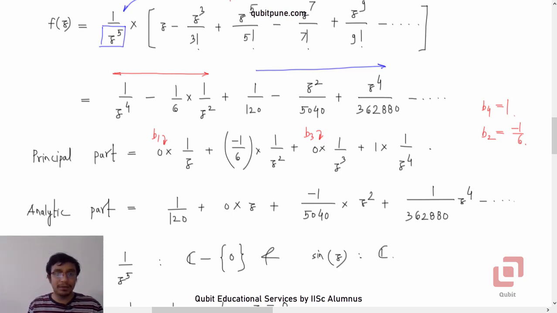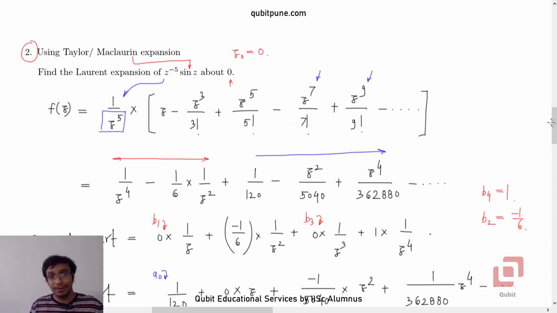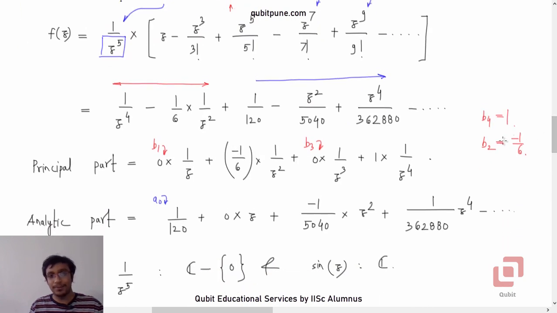Now obviously the remaining part will be the analytic part. So a0 is 1 upon 120, and this being now an even function, so to speak, it will not have any odd power of z. So a0 is 1 upon 120, which is 5 factorial. Then we'll have a2, which will have a negative sign, negative 1 upon 7 factorial, which is 5040, and then a3 will be 0, and a4 will be positive 1 upon 9 factorial.